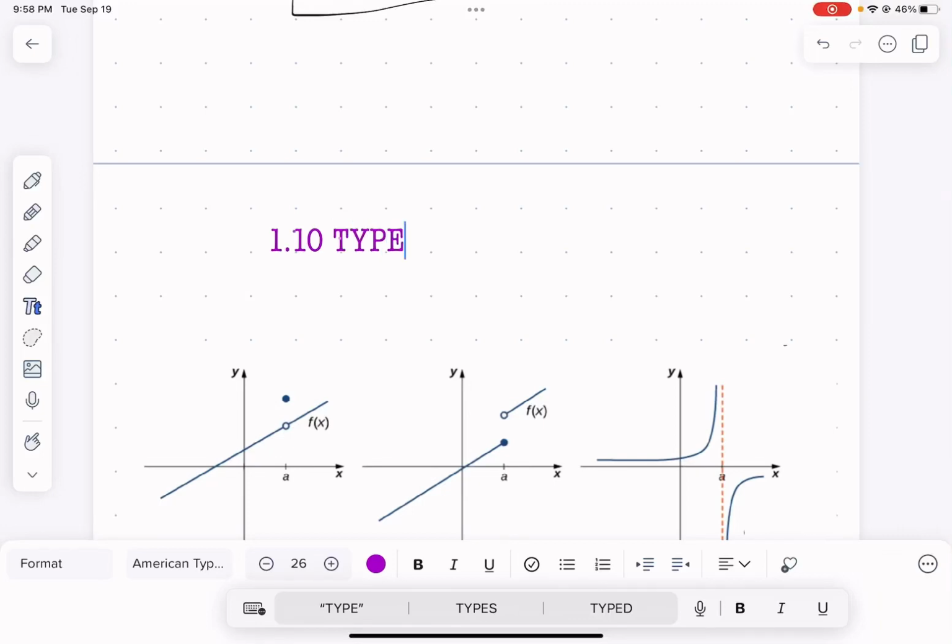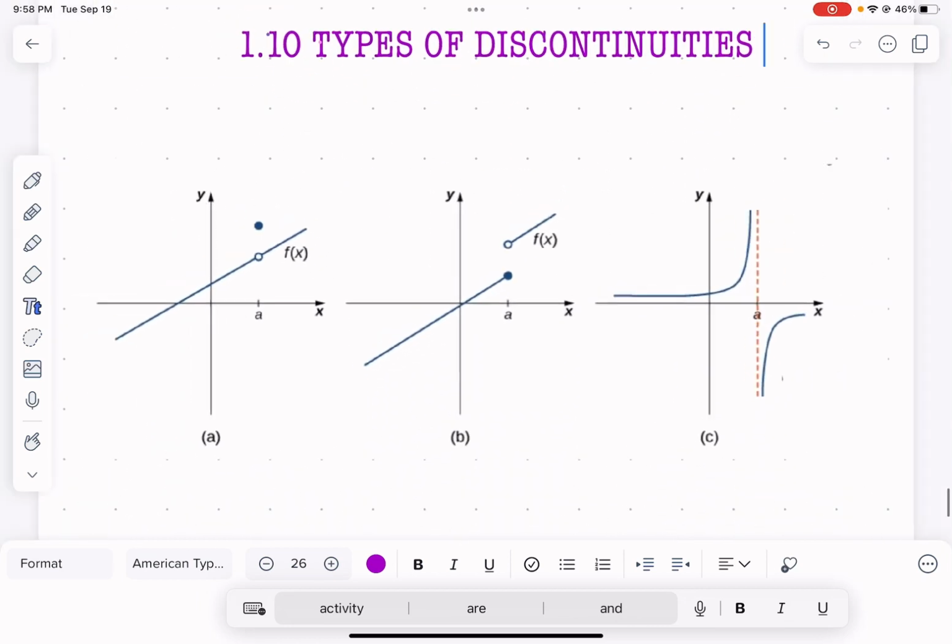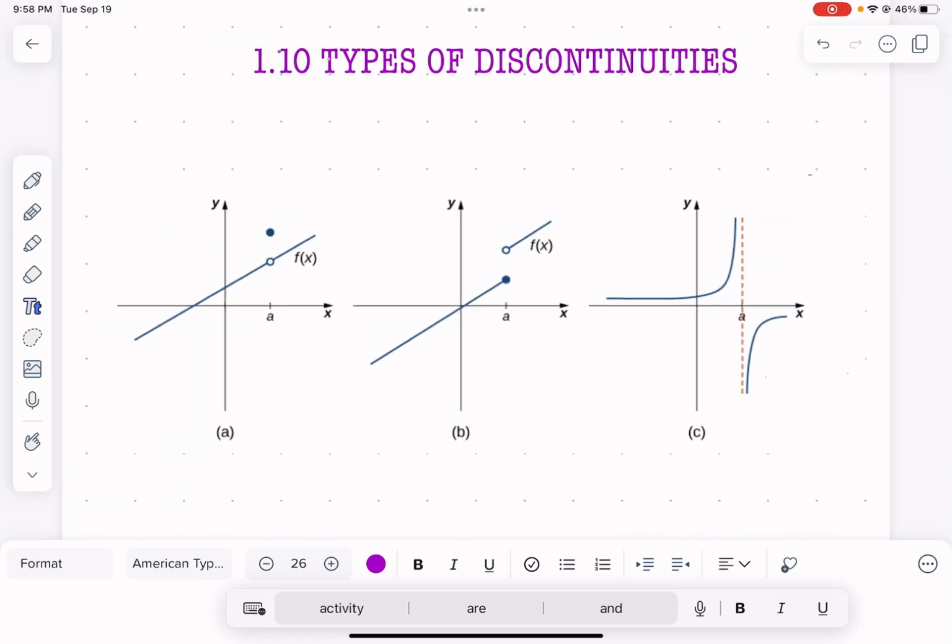Alrighty guys, welcome back to Michelle's version of calculus, and today we'll be talking about types of discontinuities for unit 1.10. Here are pictures of our three different types of discontinuities.